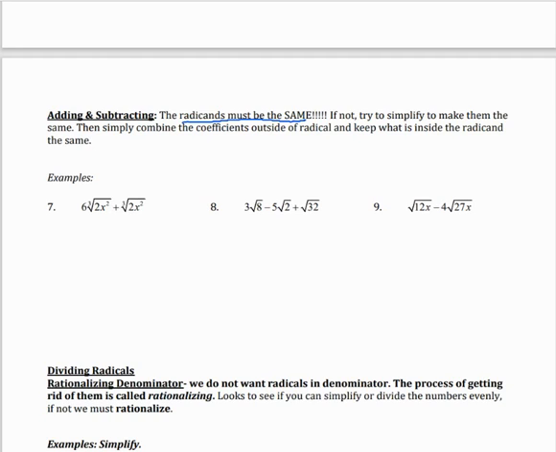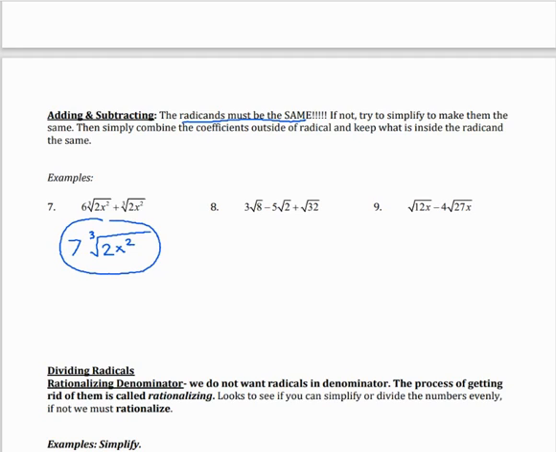So if we look at number 7, the good news here is that those radicands are already the same. They're both cube roots of 2x squared. So simply then, we just add the outsides together and we keep the inside. Just like if I was saying 6x plus 1x, we would have 7x, just the coefficients change. So 6 and 1 makes 7, and then we leave the cube root of 2x squared. And there's nothing inside that we can simplify, so we're done.